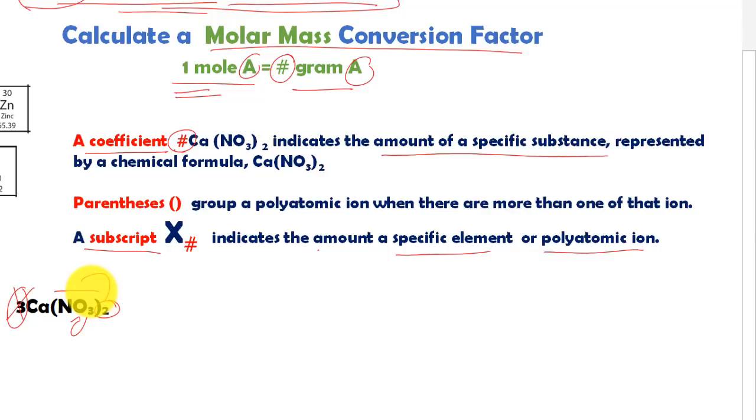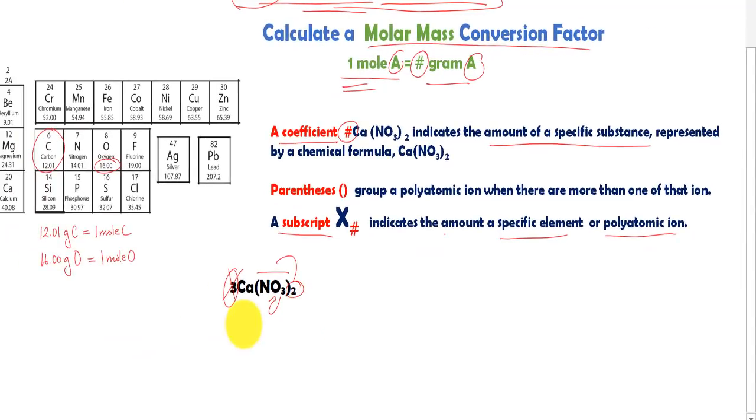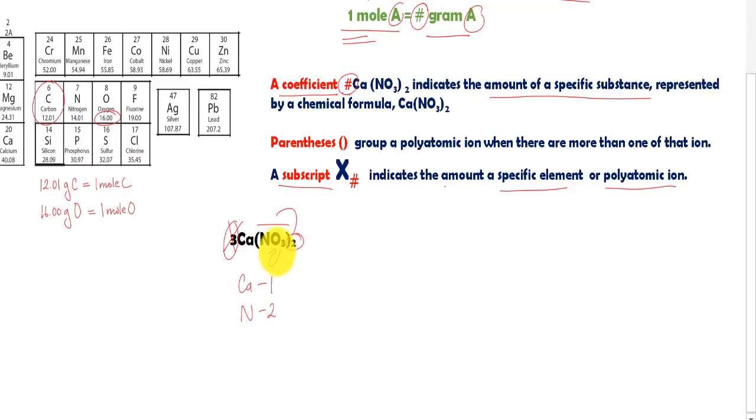So before we can determine the molar mass of this whole entire substance, we have to list the elements and count them. In this example, we have Ca, so we have 1 Ca. And then the N, we don't have just 1 N, because that 2 right there makes it 2 of nitrogen. Then we have the oxygen. Since there are 2 of 3 oxygen, that gives us 6 oxygen total.